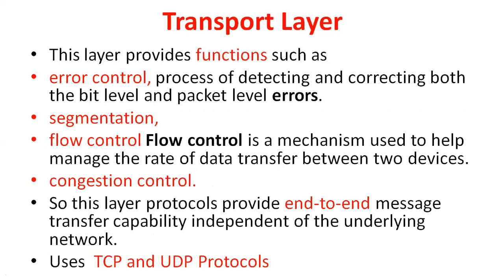The transport layer is the third protocol layer in the IoT physical design. What is a transport layer? It is about transferring packets. The transport layer provides functions such as error control, segmentation, flow control, and congestion control. These mechanisms are done by the transport layer, which is why it is called end to end.